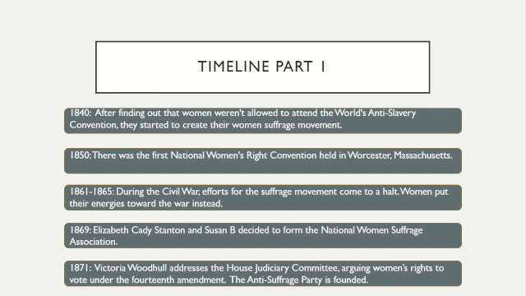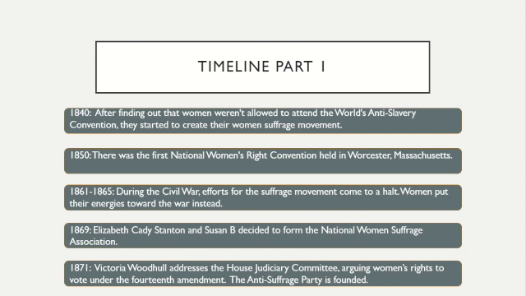In 1840, after finding out that women weren't allowed to attend the World's Anti-Slavery Convention, they started to create their women's suffrage movement. In 1850, the first National Women's Rights Convention was held in Worcester, Massachusetts. From 1861 through 1865, during the Civil War, efforts for the suffrage movement came to a halt. Women put their energies towards the war instead.